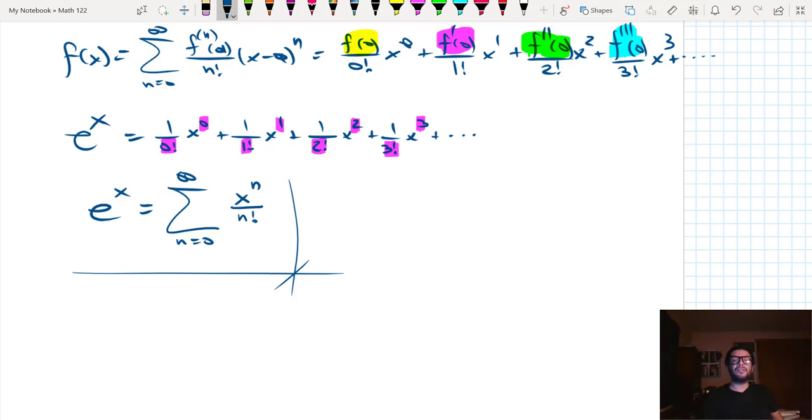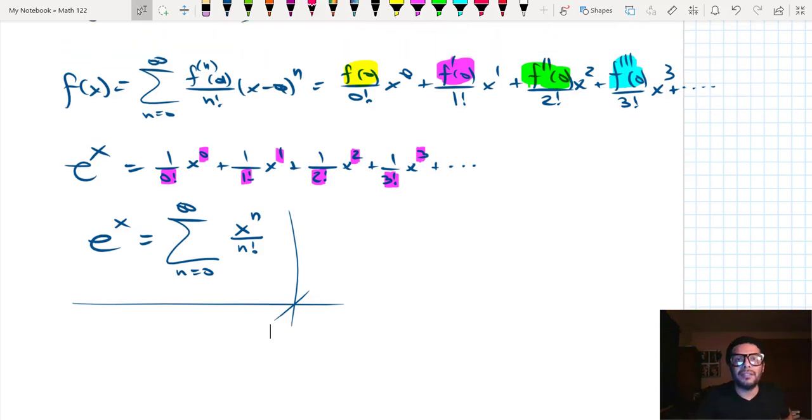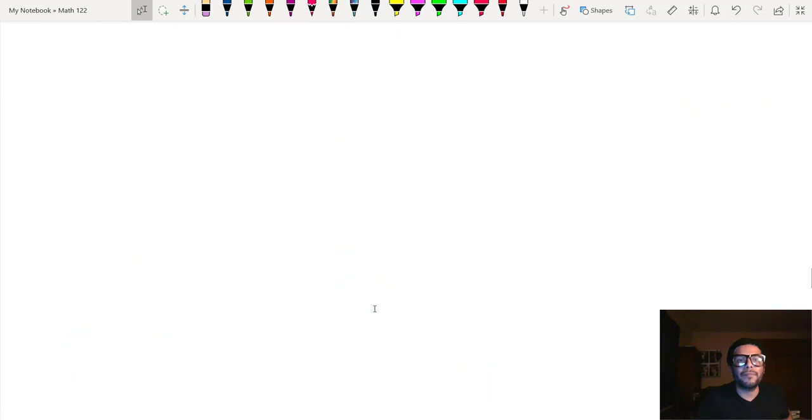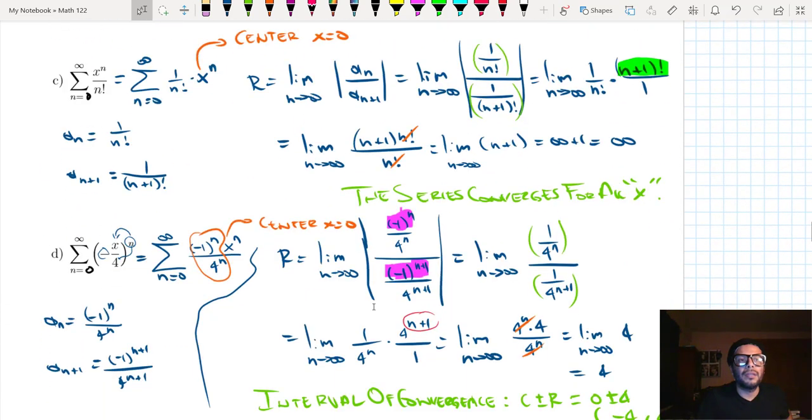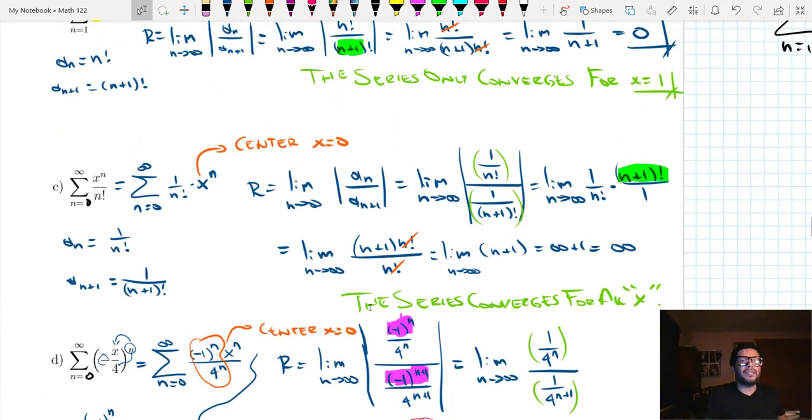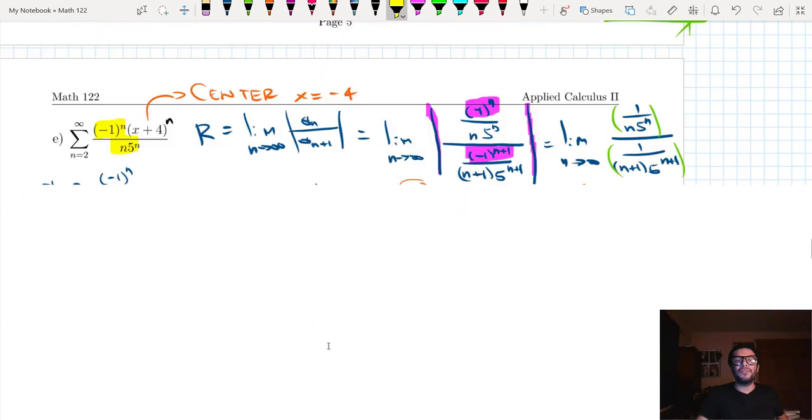Now let's find out what the interval of convergence is. But wait a minute, didn't we do this as one of the exercises? Let's go up here. And it turns out that we have it here. It's precisely this one right there. And for this one, what did we get? Remember, we got that the series converges for all x. What does that have to do with the domain of the function?